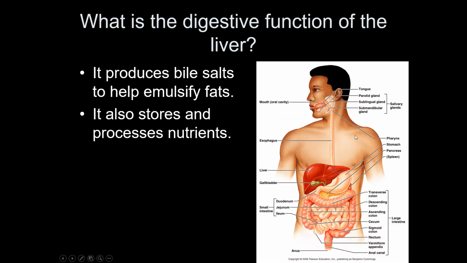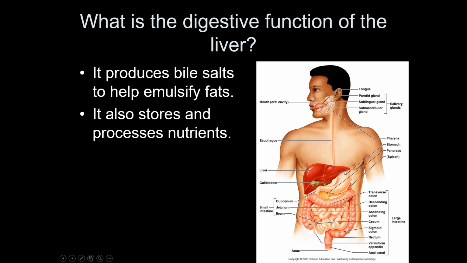Digestive functions of the liver. Primarily, it's going to be producing bile salts. We're going to talk about what emulsification means a little bit later on. It's also the very first place that nutrients go once we absorb them into the bloodstream in the small intestine, through the hepatic portal vein.